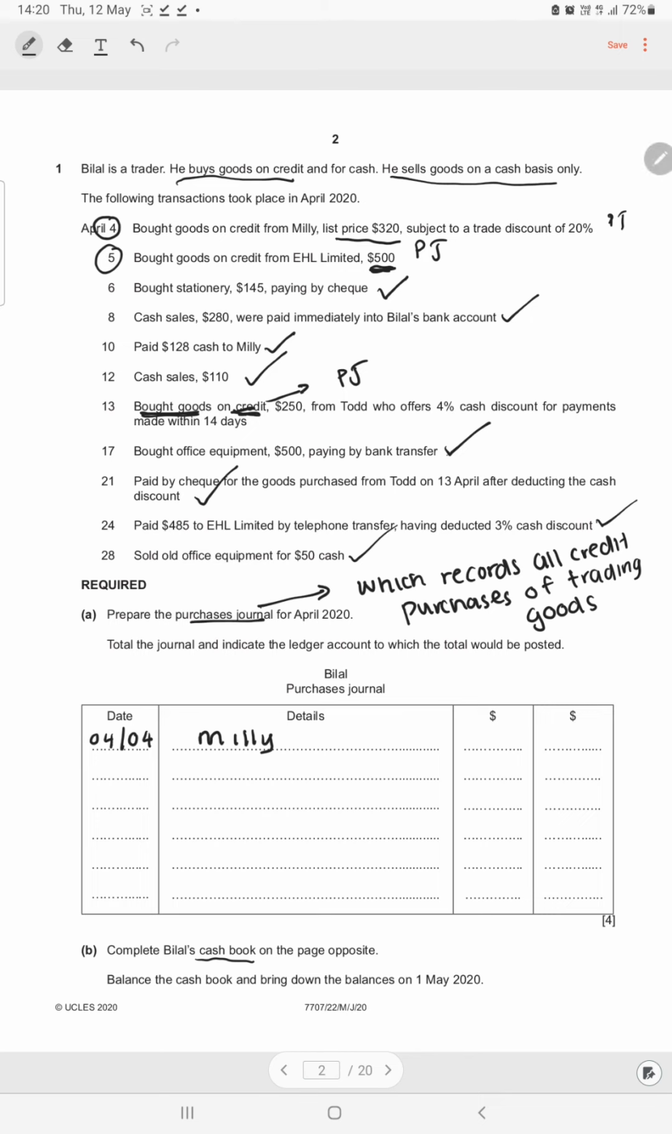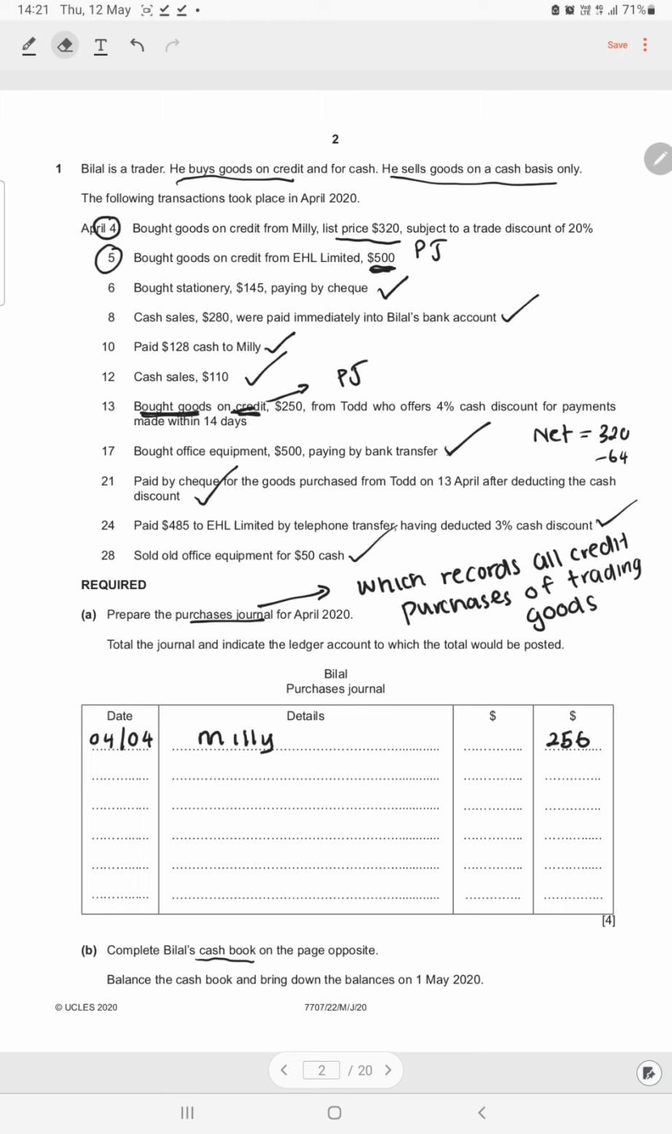So every time you see listed price and trade discount, what should you do? Reduce the trade discount. So we have 320. Find the value of the trade discount, which is basically 3.2 times 20. So 32 times 2 is 64. So the net value of the transaction is 320 minus 64, which is 256. So the value is 256. That's the first transaction.